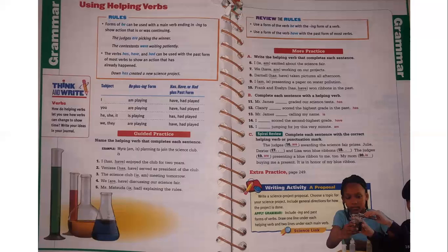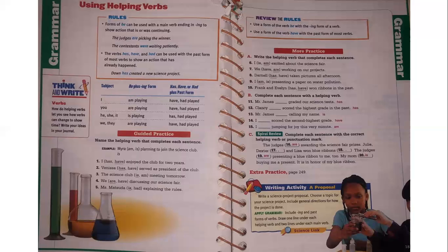Okay, next, write the helping verb that completes each sentence. I is or am excited about the science fair. Is or am. So we have excited. I am excited. Number 7, we have or are working on our projects. We are working on our projects. Darnell has or have taken pictures this afternoon. Darnell has taken pictures this afternoon.